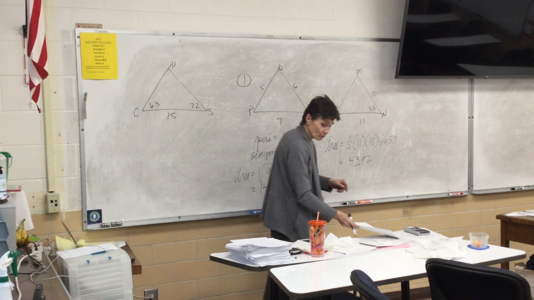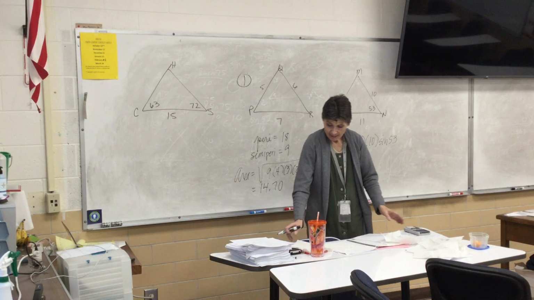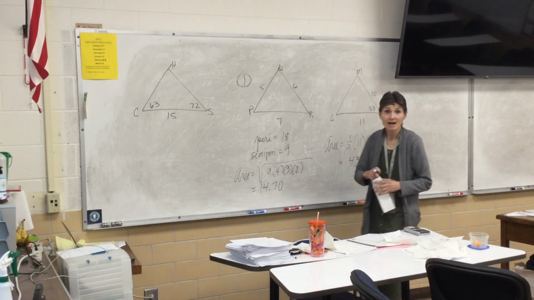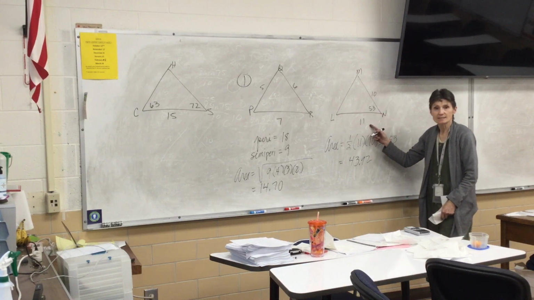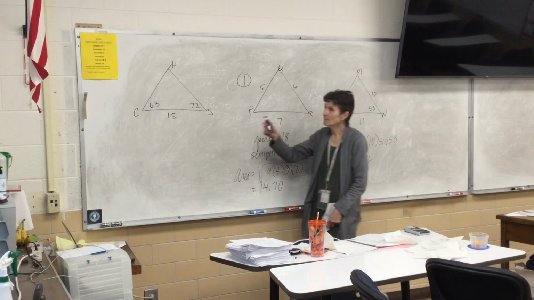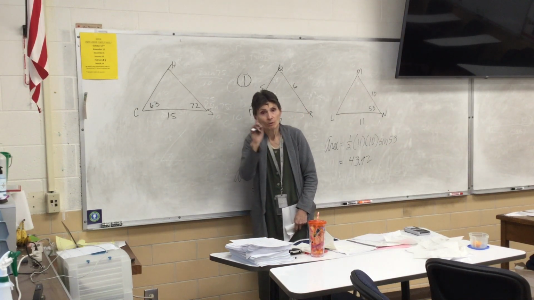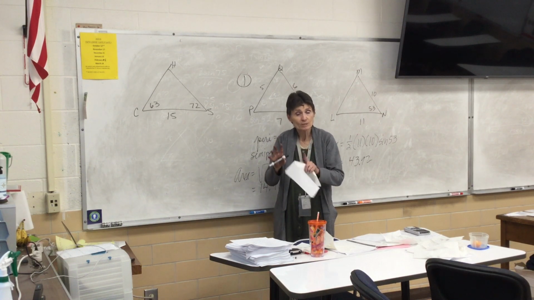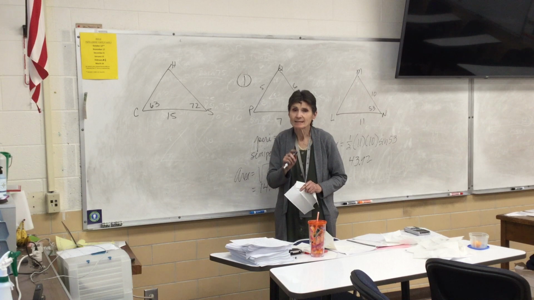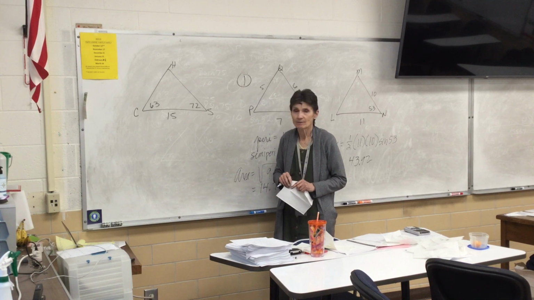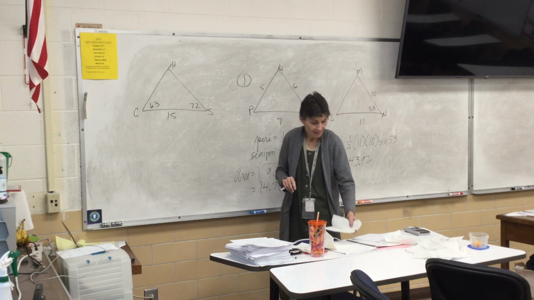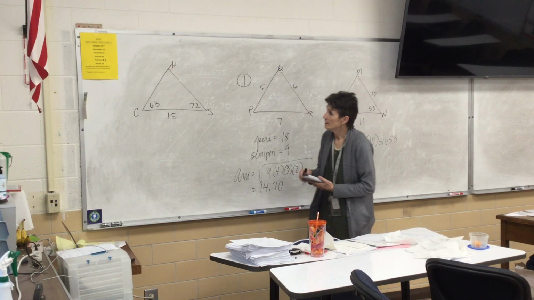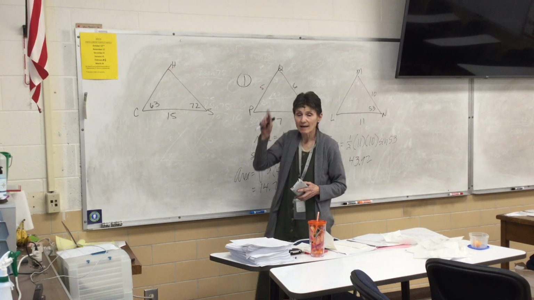And B does not have what I need. Because in order to do Hero, I need all three sides. And in order to do 1/2 side, side, sine, I need two sides. And in problem B, I only have one side. So the first thing I'm going to do is find another side, using either the law of sines or cosines. So I'm going to check to see here if I have a pair.